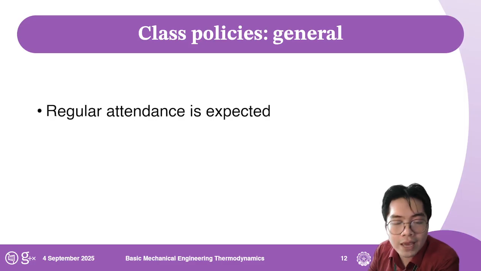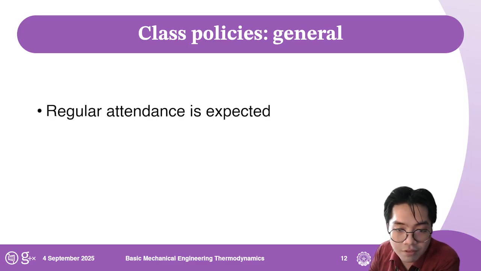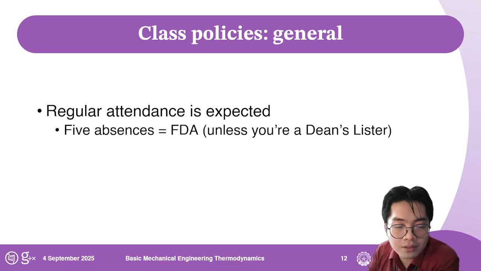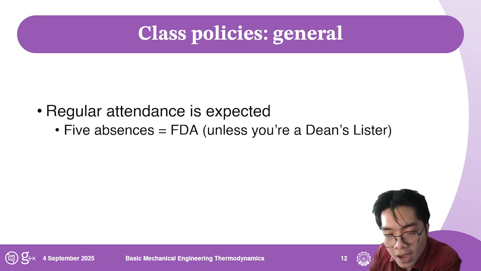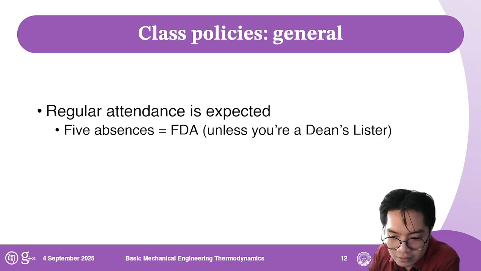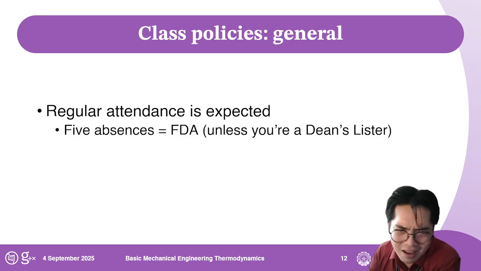Next, regular attendance is expected, right? For the Thursday class that I've offered you guys, I did take attendance. It's just that I just wanted to see who the people are. And for the people who were not able to come, don't worry about it, right? No pressure. This class will not count for your absences. But if you are not a Dean's Lister, 5 absences means that even if you've gotten everything perfectly, you will get an FDA, a failure due to excess absences, right? If you're a Dean's Lister, go ahead, just be absent in my class. I don't know, right?